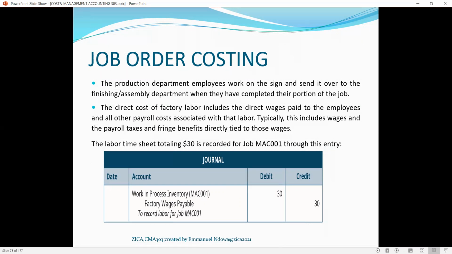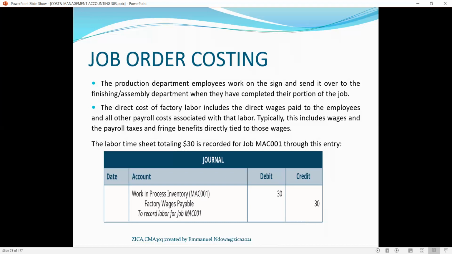So the production department employees work on the sign and send it over to the finishing assembly department when they have completed their portion of the job. So you can actually see that those employees, they are going to work on the sign only and send it over to the finishing or assembly department when they would have completed their portion of the job.